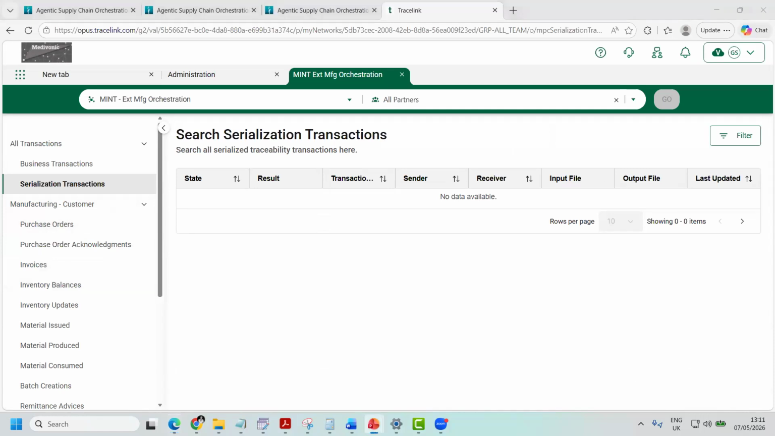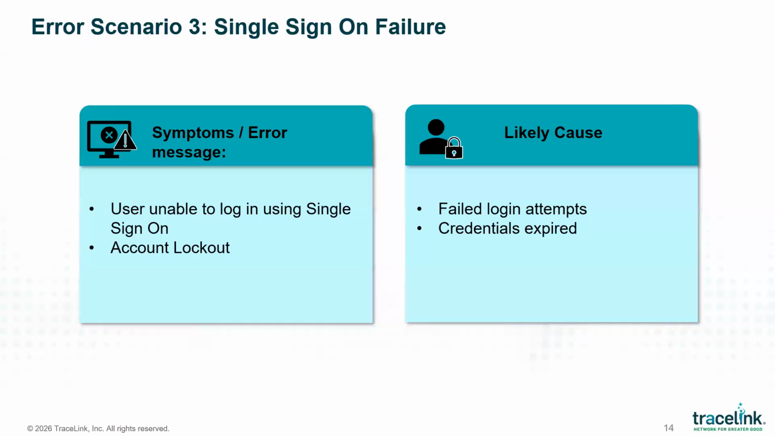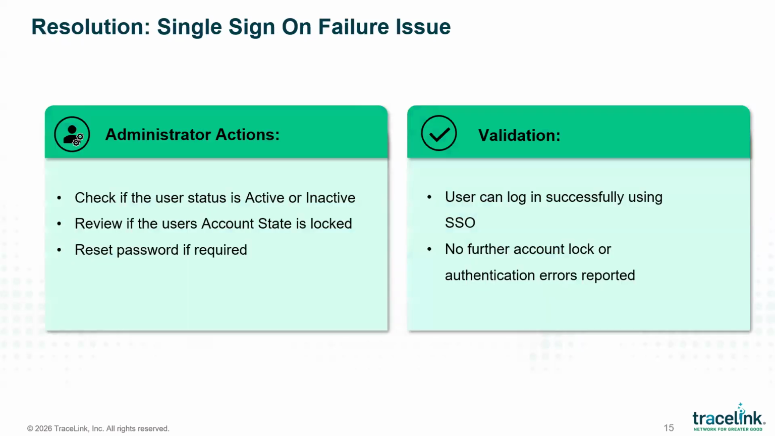Then on to the last error scenario. So this scenario covers situations where users are unable to log in using single sign-on or experience an account lockout. When you see these symptoms, the first thing to determine is whether the issue is affecting multiple users or a small group. Widespread impact usually points to policy or configuration behavior rather than a one-off user error. The most common causes are failed login attempts that trigger account lockout and expired credentials based on company password policies.